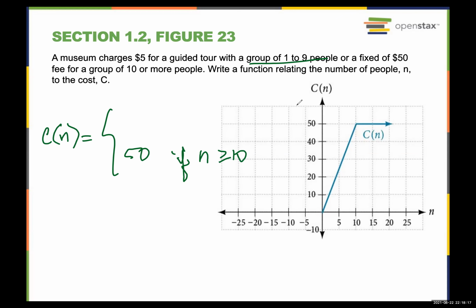And if it's below 10, that is from 0 to 9, that is 5n. So take a look at this graph here. It is a diagonal line from 0 to 10, and then it's a flat rate of $50 if it's more than 10. So this is the piecewise defined function of this problem.